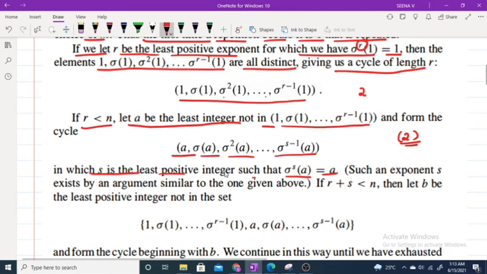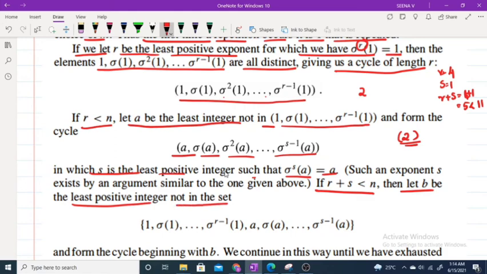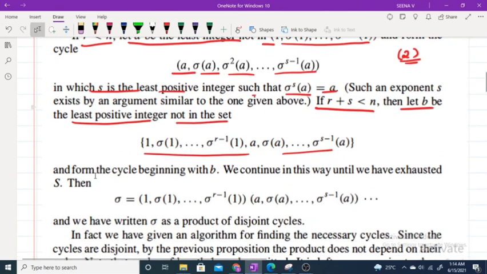That means here we are taking r plus s less than n, because of the cycle lengths. In our first case we get a cycle with r equal to 4, and we get s equal to 1. So what about r plus s? 4 plus 1, which is equal to 5. Clearly this is less than 11. So if r plus s is less than n, let b be the least positive integer not in the set, and this forms a cycle beginning with b.